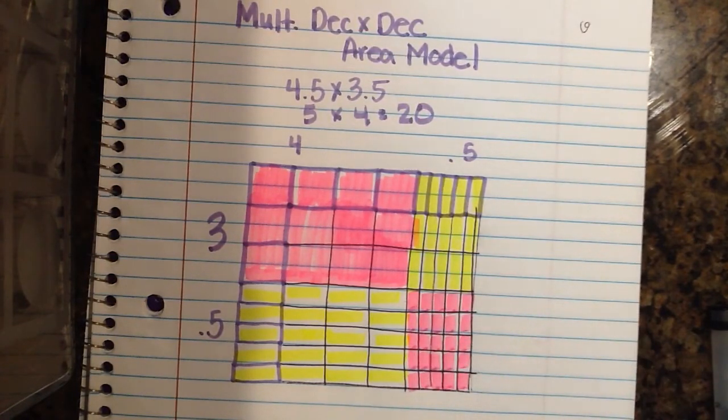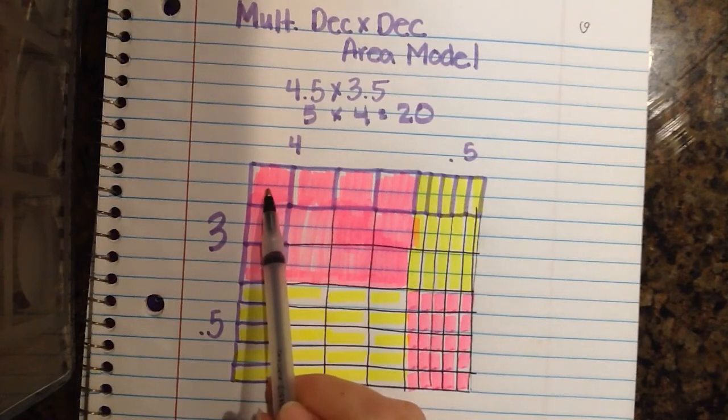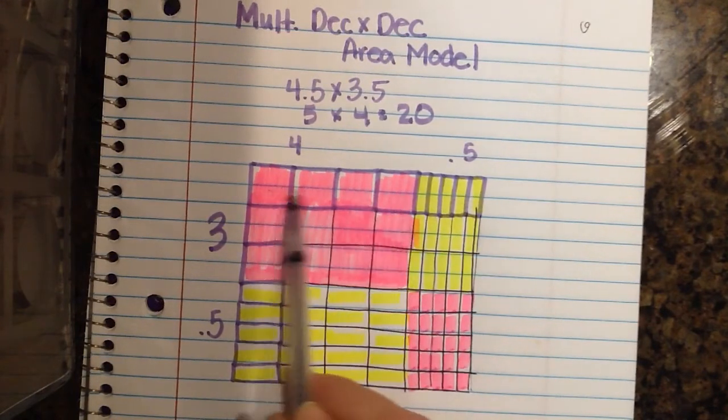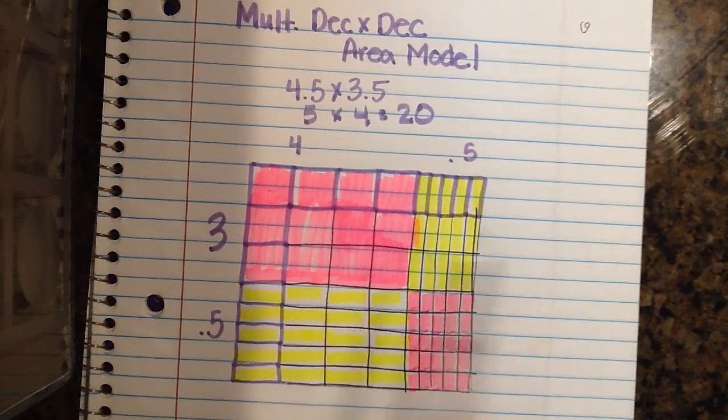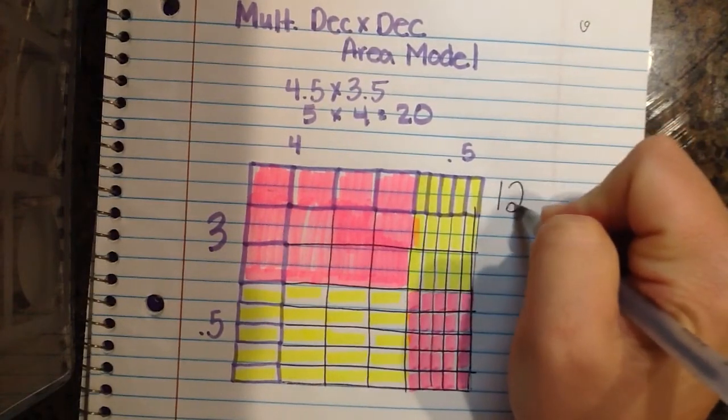All right, now I have to do my adding work. I have to figure out what I have going on over here and add them up. So how many holes do I have? 4 by 3. 4, 8, 12. I have 12 of them.